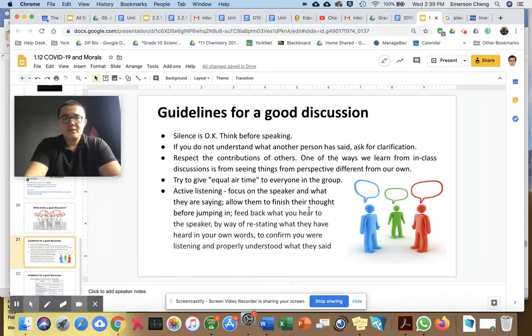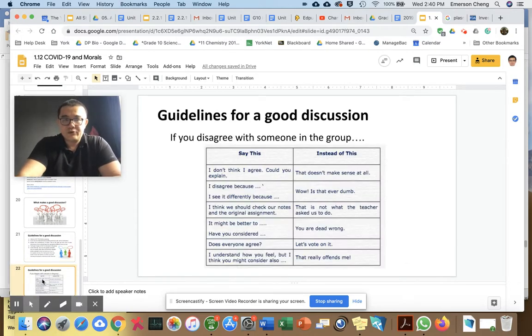Feed back what you hear to the speaker by restating what they have said in your own words. You're just making sure that you understand what they're saying. Of course, if you're disagreeing with someone, instead of saying these, you might want to try to say this. This will help the conversation go further without emotion getting involved.